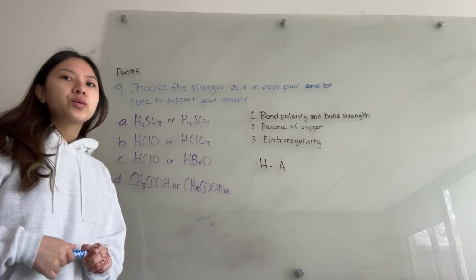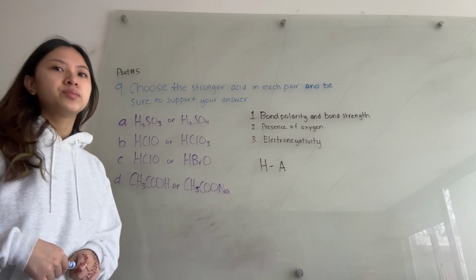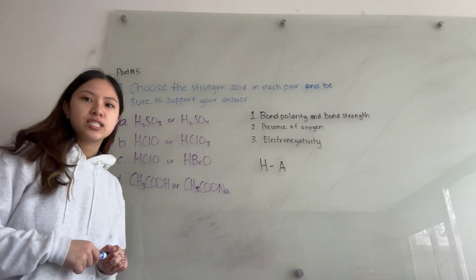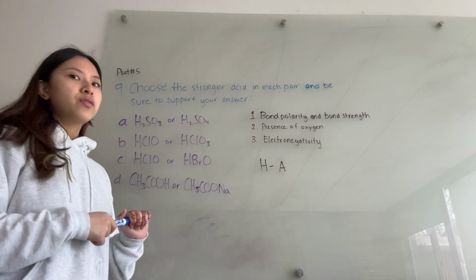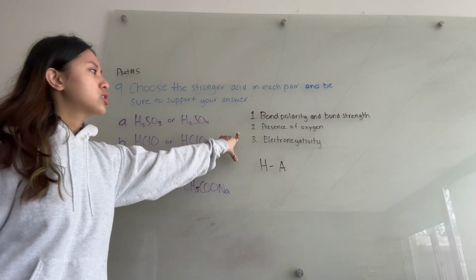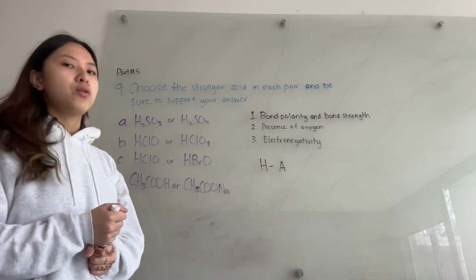As stated here, the question asks us to choose a stronger acid from each pair and be sure to support our answer. In order to solve this problem, we need to know the three factors that affect acid strength. The three factors we'll be covering that affect acid strength are bond polarity and bond strength, the presence of oxygen, and electronegativity. So first, I'll be talking about bond polarity and bond strength.